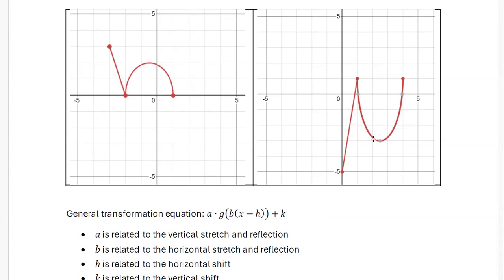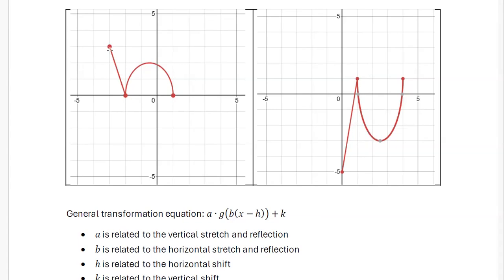So there's a stretch by 2 because the height here was 2. The height here is 4. And look, it's opening the other way. So as we were saying, it should be negative. Okay, so A is going to be -2. That's one way to figure it out.